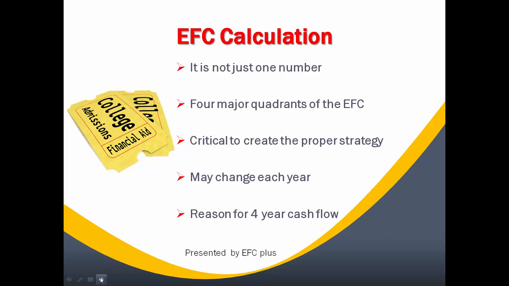So understanding the EFC calculation, everyone has the perception that it's one number. It's actually four separate calculations that generate what's called your EFC, or expected family contribution. That's really important to focus on. When you generate your FAFSA form or you complete it, they only give you one number. If you go out to the government's website on the FAFSA forecaster, it only gives you one number. To understand what each of your assets or income are worth, you really need to have all four quadrants.